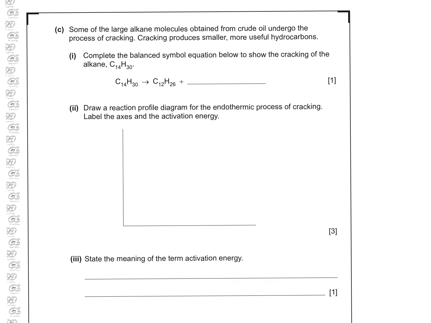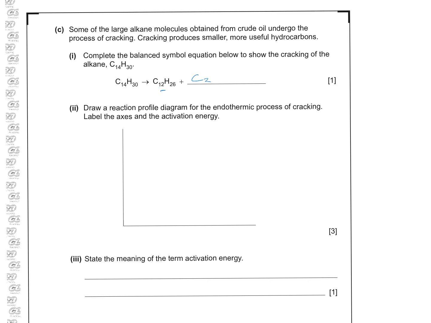Part C, this is about cracking. And cracking is where long chain alkane molecules are broken into shorter alkane molecules, and an alkene is also formed. Now, the thing to remember here is that the left hand side has to equal the right hand side. You can see that on the left there are 14 carbons. That means there have to be 14 carbons on the right. Well, we already have 12. That means that we need another 2.